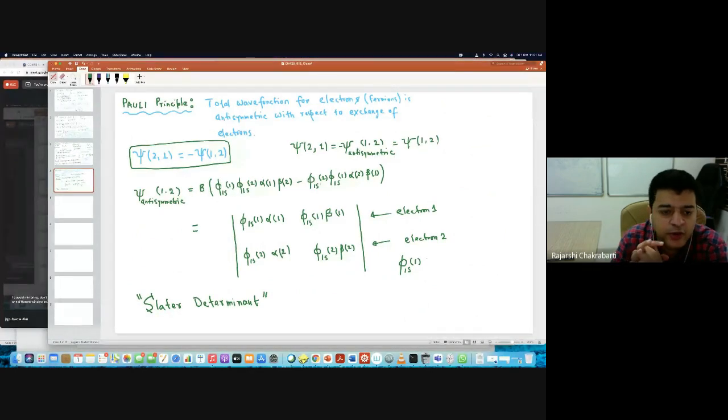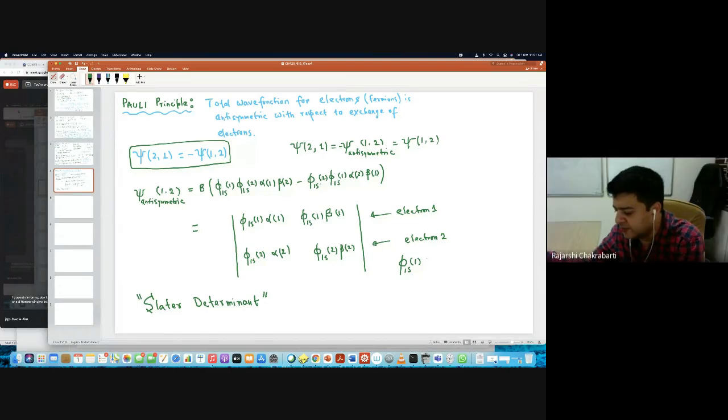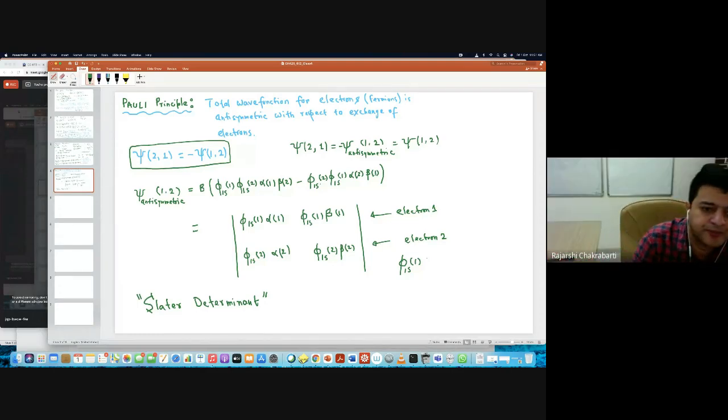Okay, let me come back. How do I calculate the value of B, the prefactor? Can anyone suggest? Normalize. Okay, how do I normalize? I know that if they are real, then phi 1 squared integrated over whatever d tau 1, what will the answer be? 1. This is also true for phi 2, isn't it? But what about this cross term?